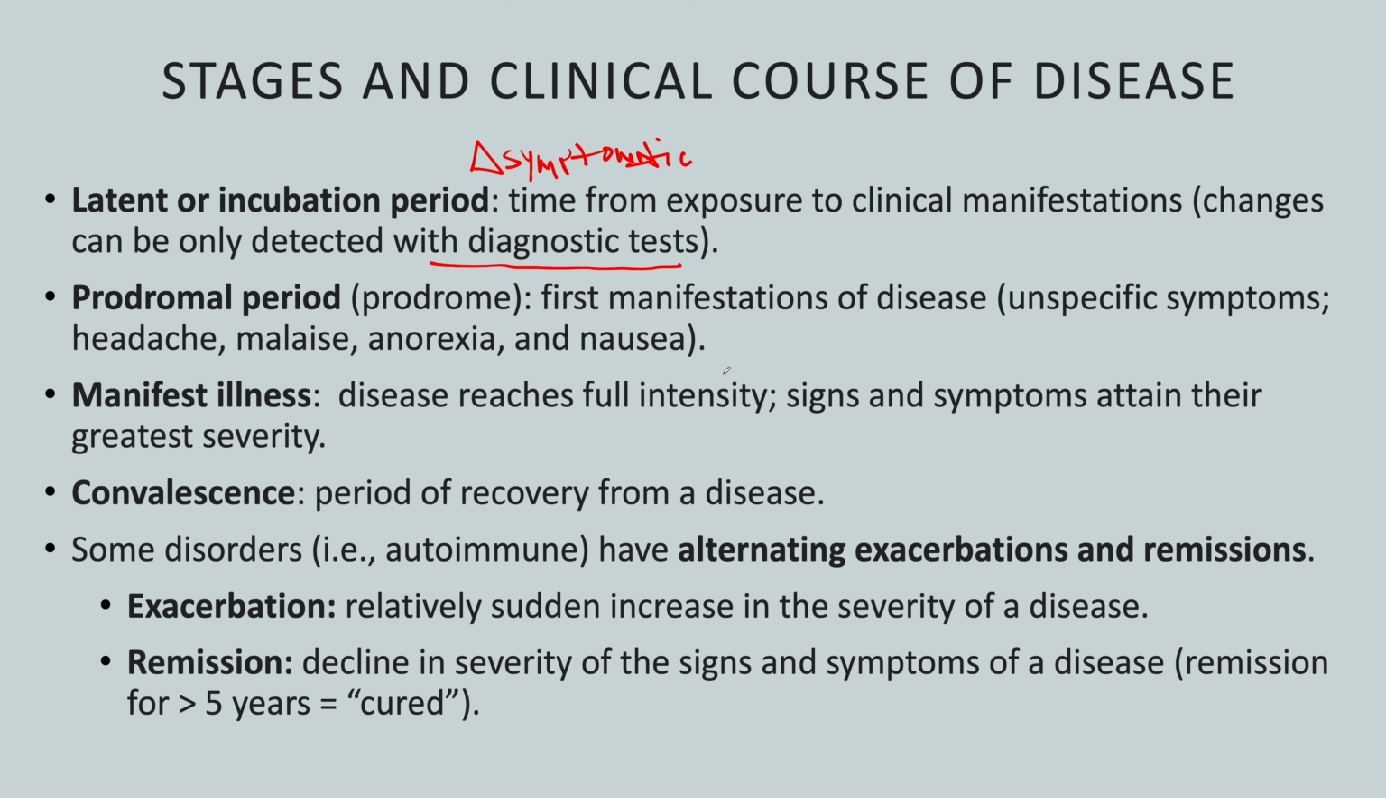It's non-specific. Symptoms and signs become more specific during the illness period, manifest illness or disease. When the disease reaches the full intensity, okay, we have the symptoms and signs that are more characteristic of the specific disease and they have the greatest severity. They peak. Then they start recovering. Okay, the disease starts declining. There is a period of decline.